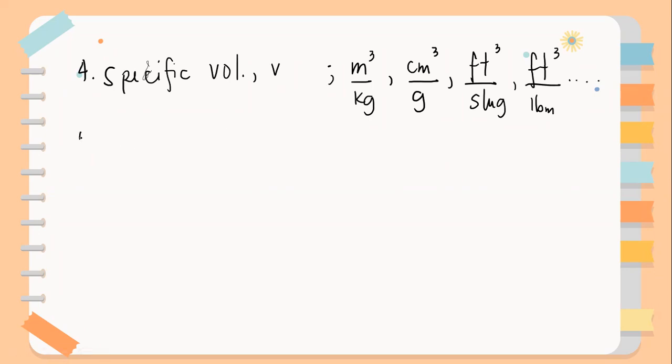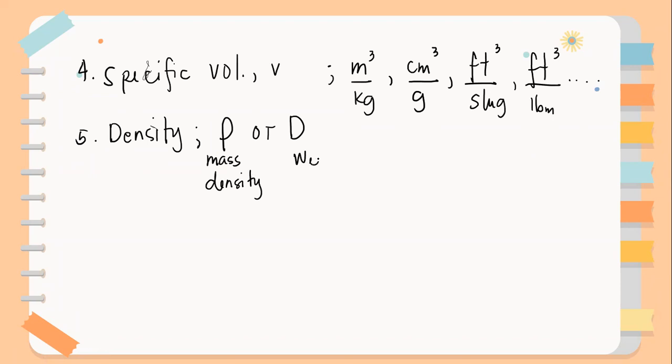Number five, we have the density. There are two types of density, the mass density and the weight density. For the mass density, the symbol is rho. For the weight density, the symbol is capital D.